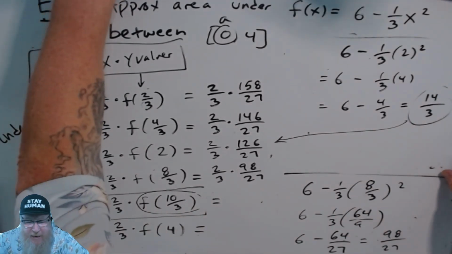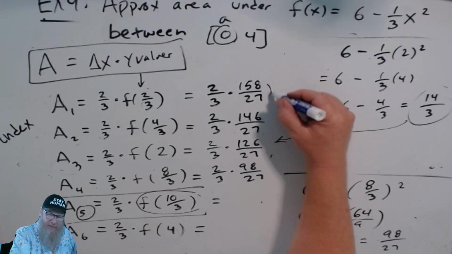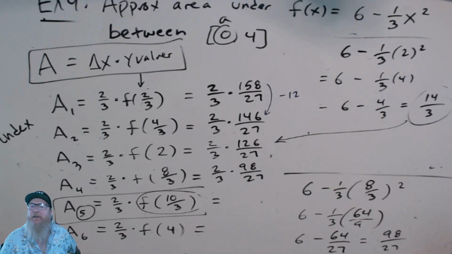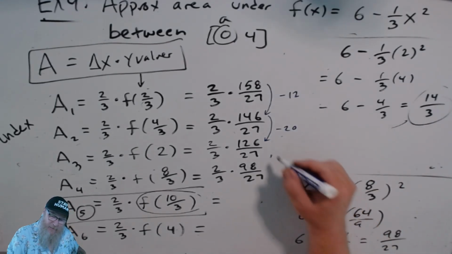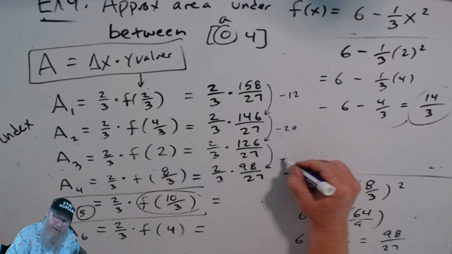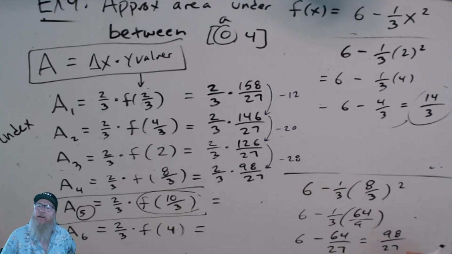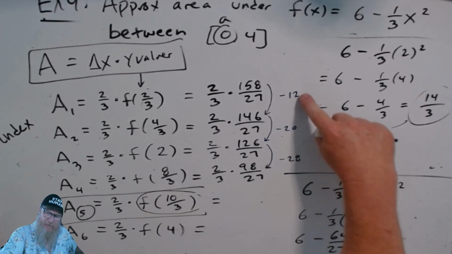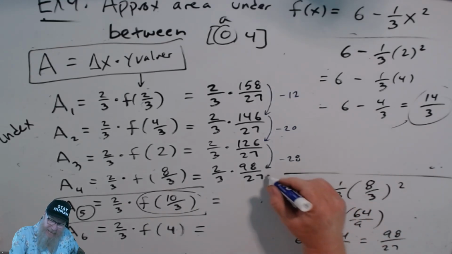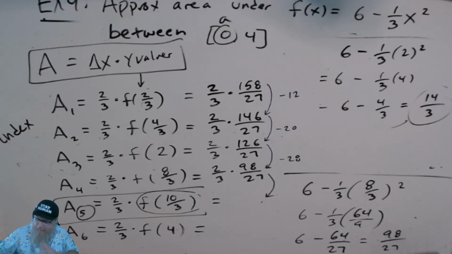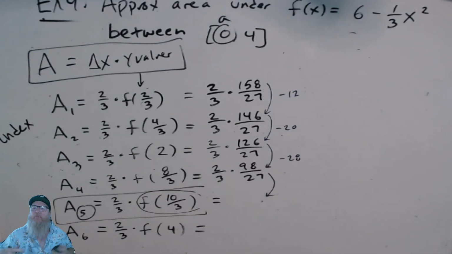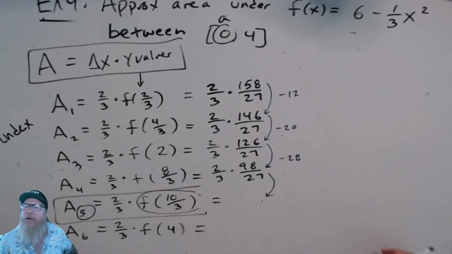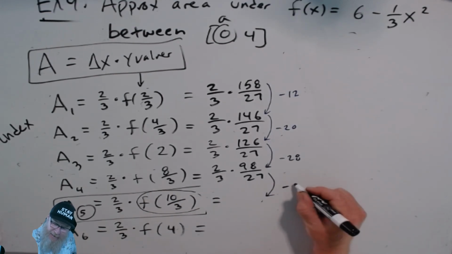You see a pattern yet? Let's see if we can find a pattern. From 158 to 146, it's going down 12. The numerator is going down by 12. Then it went down by 20. Then it went down by 28. Let's take a guess. This is where the calculus really becomes an exploration in recognizing some things that you might just calculate without looking. I'm going to guess that it's going to go down by 36.